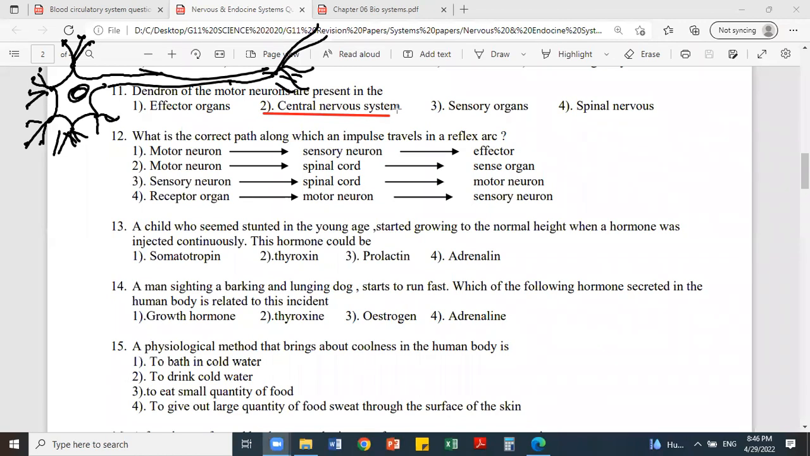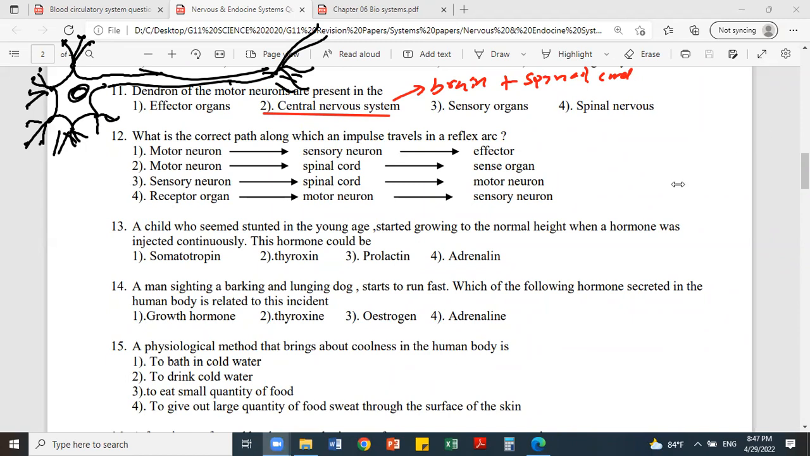Right. Question number 12. What are the two parts of the central nervous system? Brain and the spinal cord. The central nervous system consists of brain plus spinal cord. Question number 12. Any volunteers? Reflex arc. What are the three neurons in the correct order? Question number 12. What is the answer?